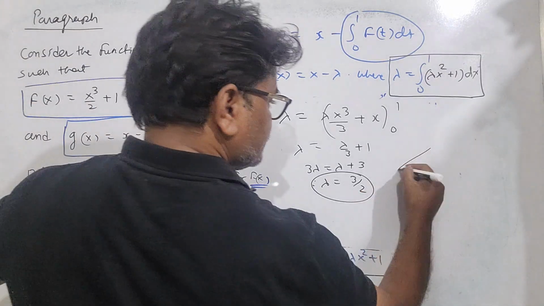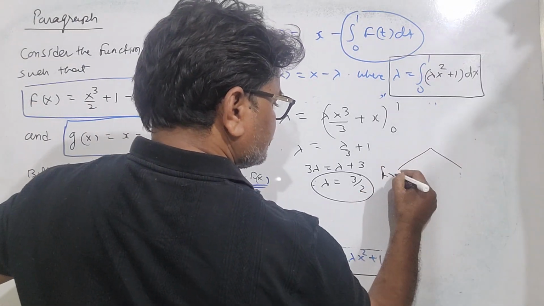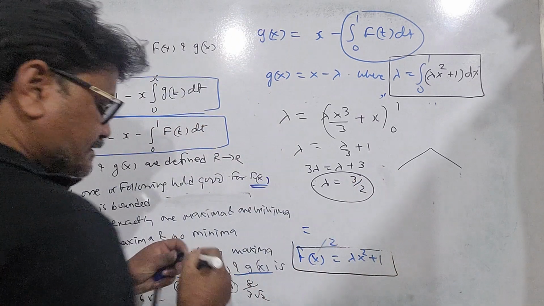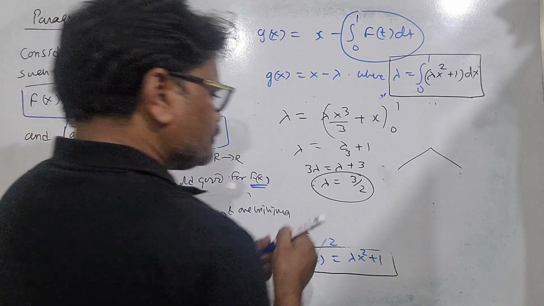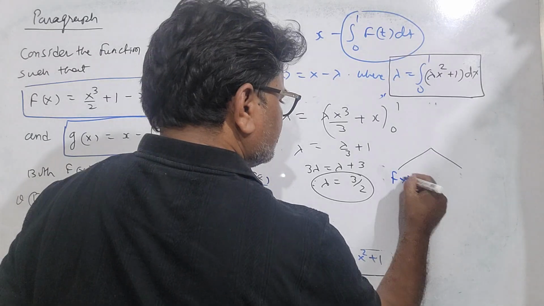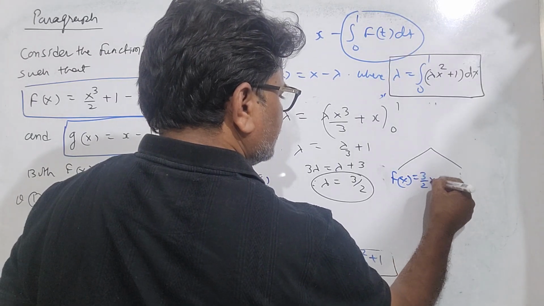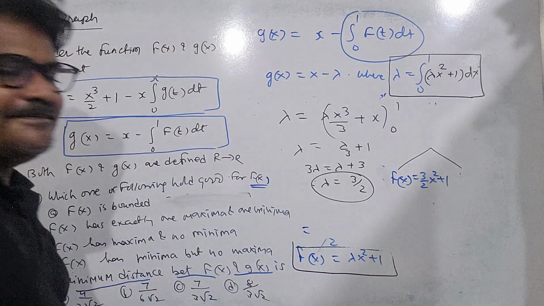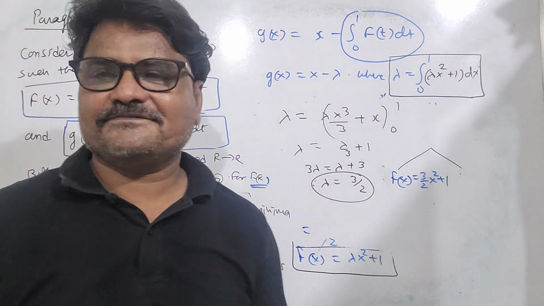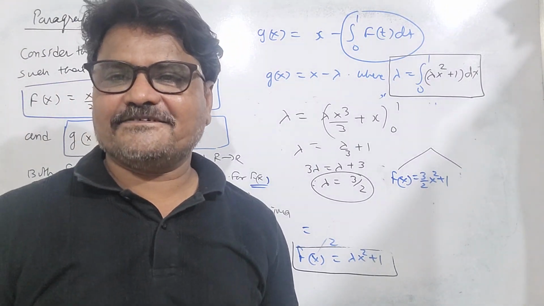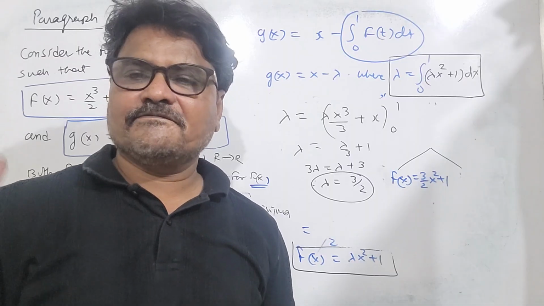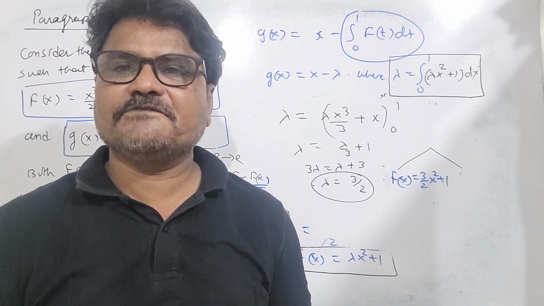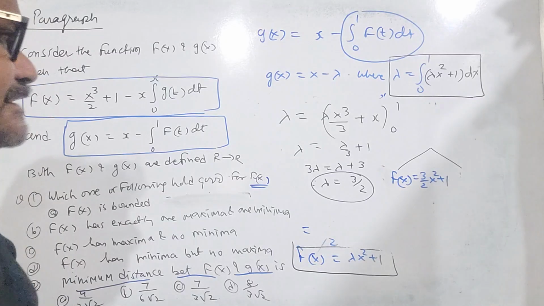This gives two things. First, f(x). Now you solve the question. f(x) is 3 by 2 x square plus 1. So it is an upward parabola, and shifted, which means it will start from (0, 1). That will be the vertex. That we all know. And g(x).